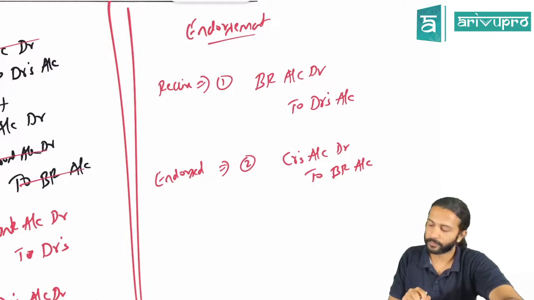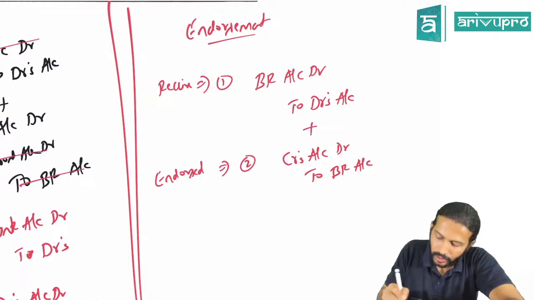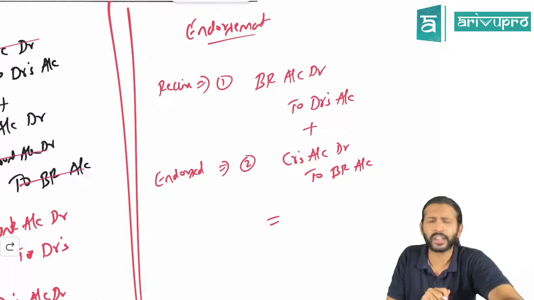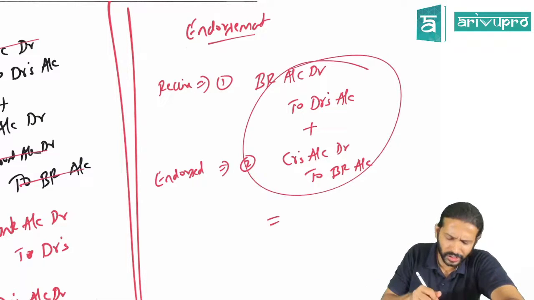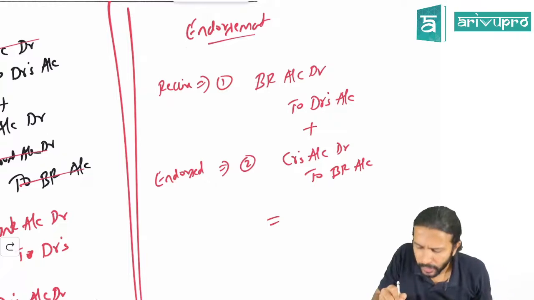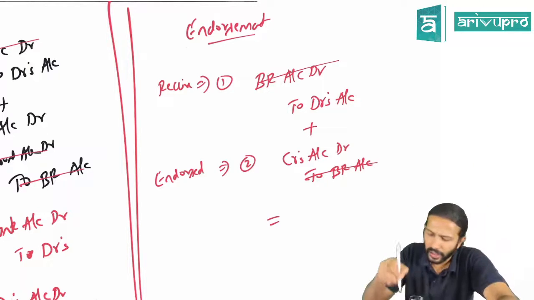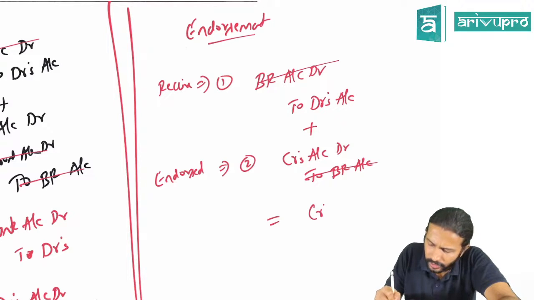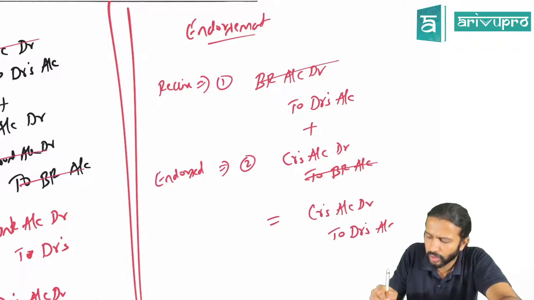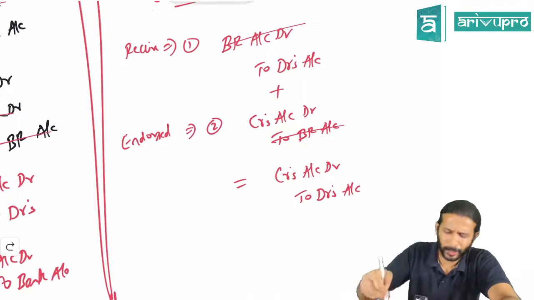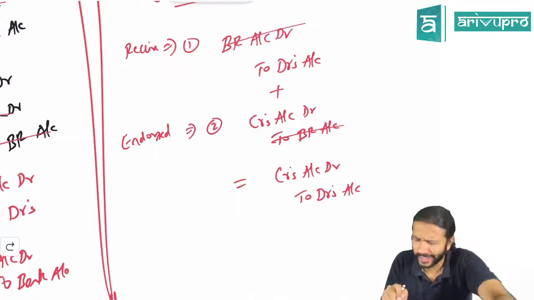Agreed? Yes. Okay. That means, can you add these two entries and tell me effectively what is the journal entry you are passing, sir? You are passing two journal entries. If you add the two, what will happen? Bill receivable account debit, bill receivable account credit. It will get nullified. Effectively, the journal entry you are getting is creditors account debit to debtors account. Yes, sir. This is the journal entry you are passing. You are passing it as two entries, but the effect of two entries is this only.